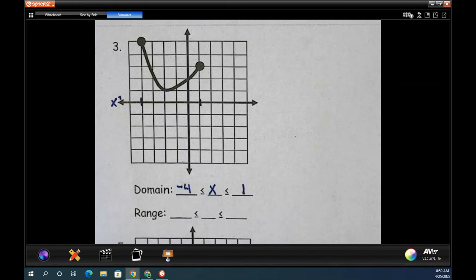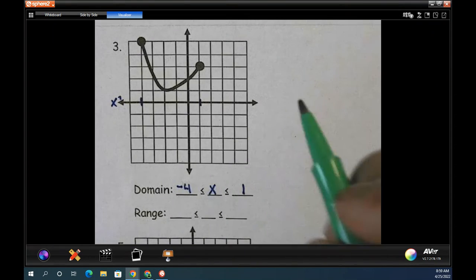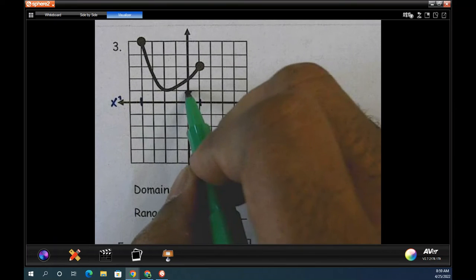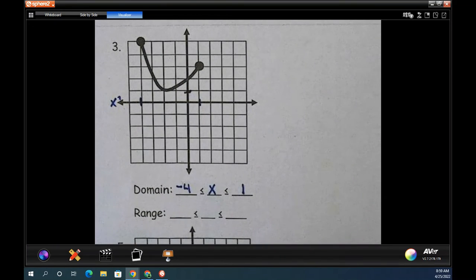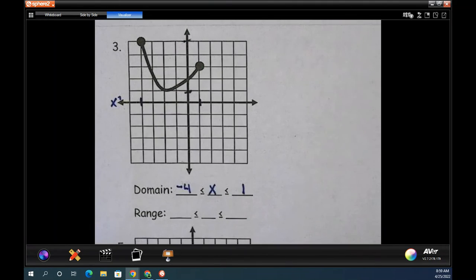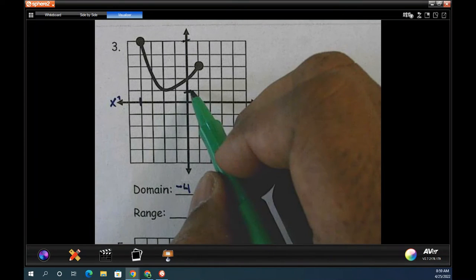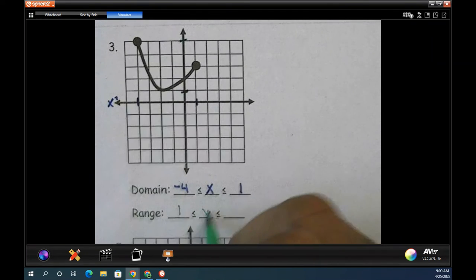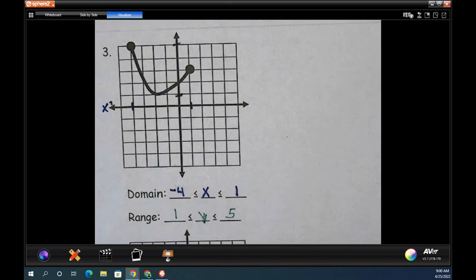All right. Let's look at the range, the y-axis. Okay. Look at the graph. It goes this low right here. Sometimes you don't use the endpoints. It goes there, and it goes all the way up there. So the range is between 1 and 5. So it's 1 is less than or equal to y, and less than or equal to 5. That's it. Try number 4.